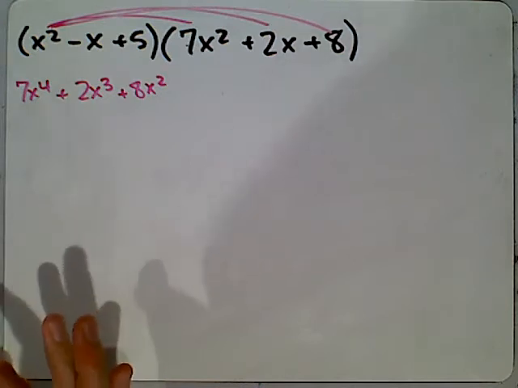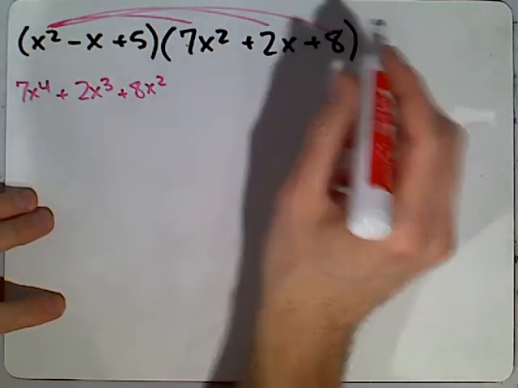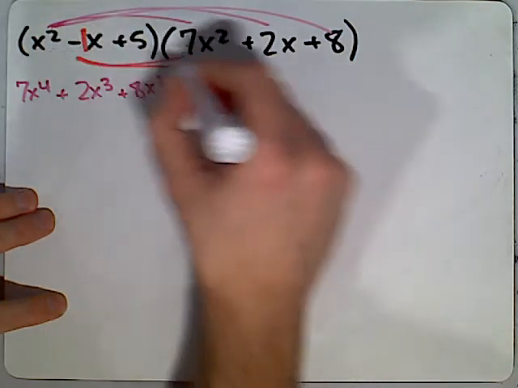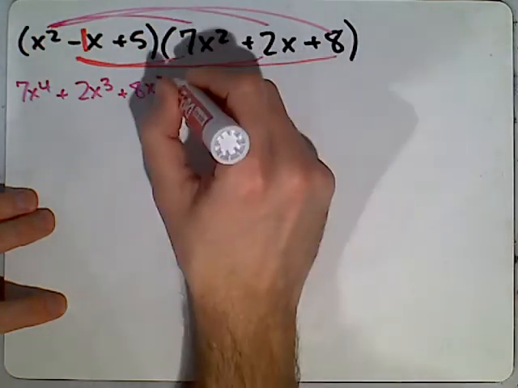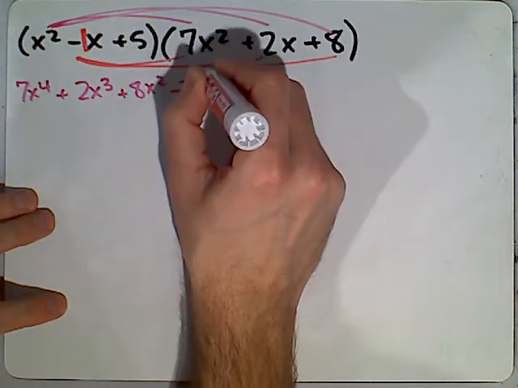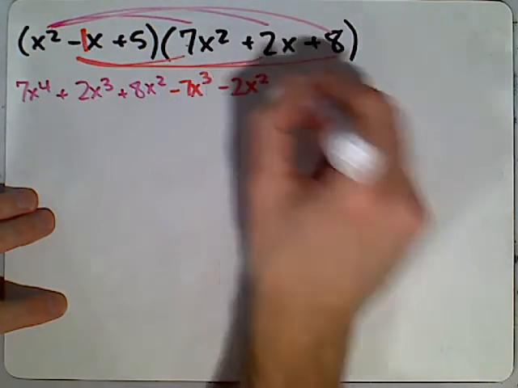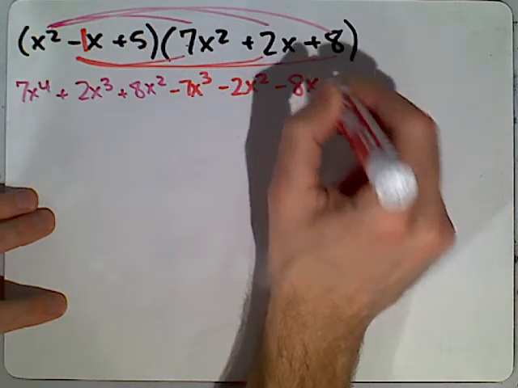Alright, then we're going to go to our next term, the negative x. One thing you may want to do when it's just an x term is put a 1 there. Just remind yourself you're multiplying by negative 1x. Alright, negative 1x times 7x squared is negative 7x to the 3rd. Negative 1 times 2x is negative 2x squared. Negative 1x times 8 is negative 8x.